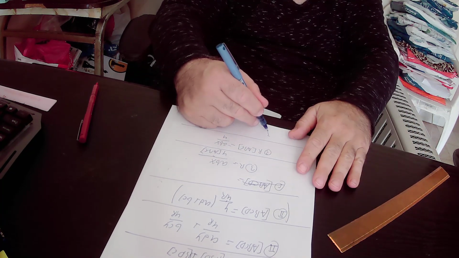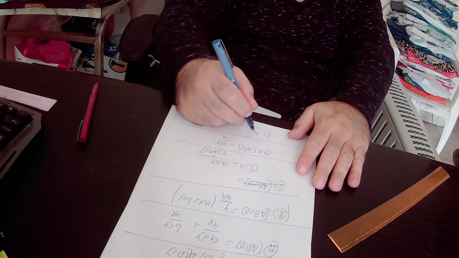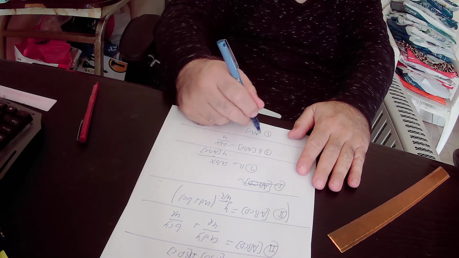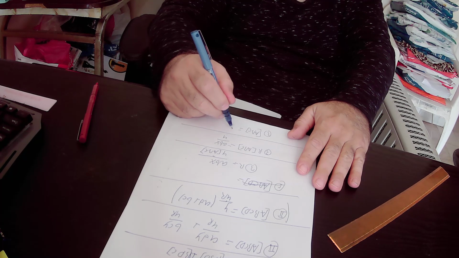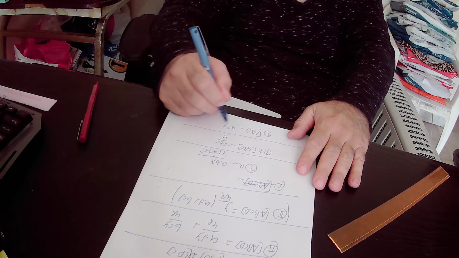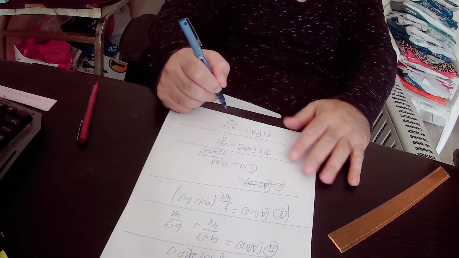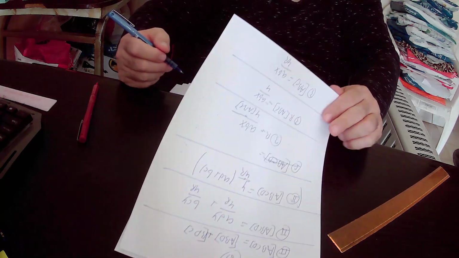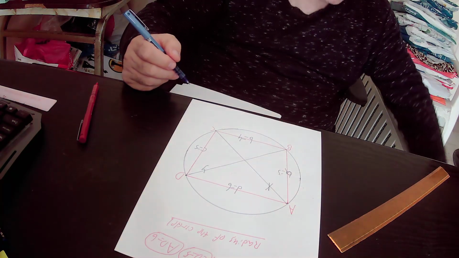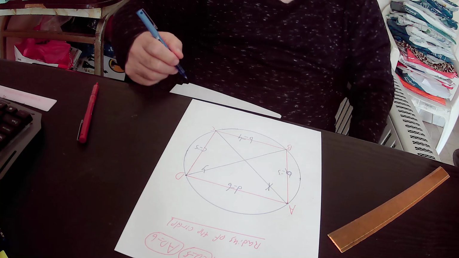Here we divide equation number 3 by R, and we will get that the area of triangle ABC equals ABX over 4R. So we found out the area of triangle ABC equals ABX over 4R.